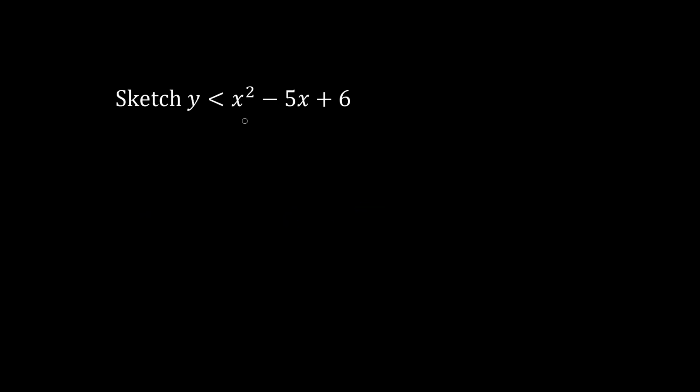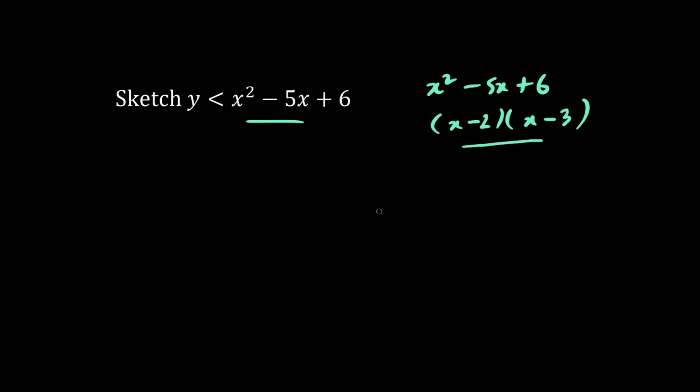Let's sketch this inequality graph involving quadratics. We know how to factor x squared minus 5x plus 6. We set up some brackets, and we ask ourselves, what times what is 6? Negative times negative is positive 6, but what adds to be -5? Let's try -2 and -3. So this here is the factored form.